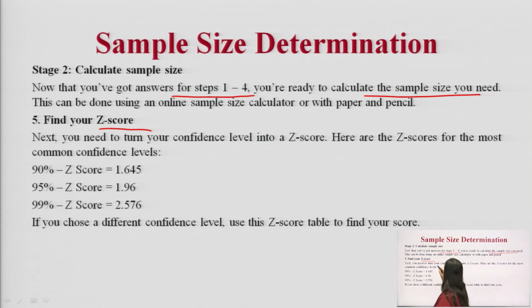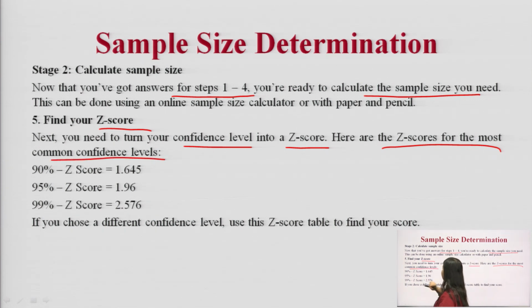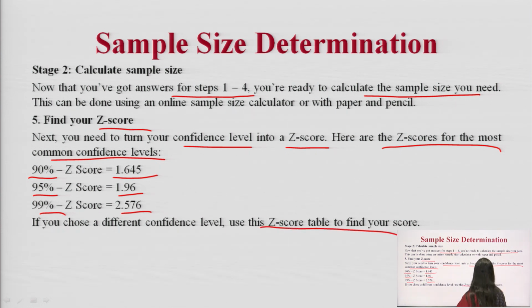Next, you need to turn your confidence level, the level of confidence which we have calculated, into the Z score. And here is the Z score for the most common confidence levels. Suppose you are taking the 95% interval, you get this result. For 95%, this result, for 99%, this result. And if you choose a different confidence level, use the Z score table to find your score.